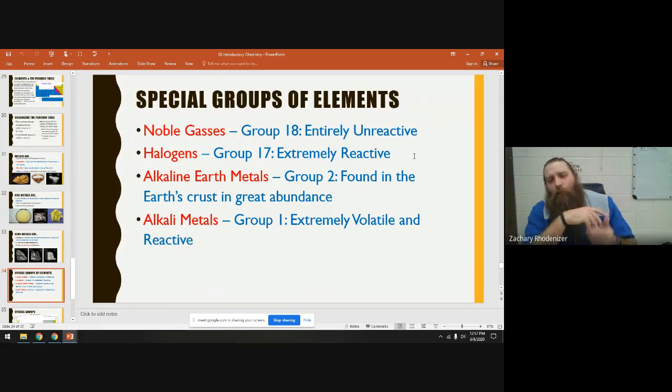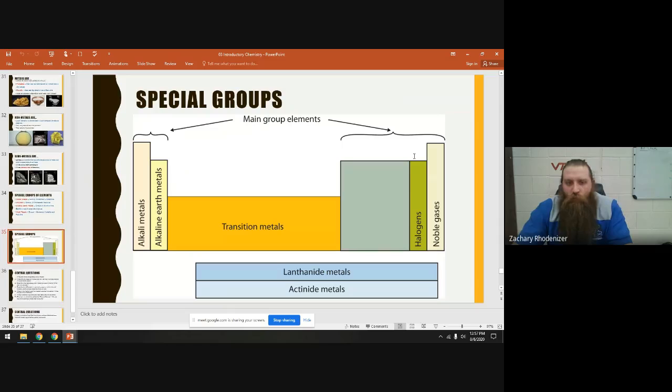On the left side of the periodic table, group 1 is the alkali metals, which are really, really, really reactive. They're very volatile. And group 2 are the alkaline earth metals, which are called the earth metals because we usually find them in the Earth's crust. Okay. Here's where they are. So we have the alkali metals and the alkaline earth metals on the left two most groups. On the far right, we have the halogens and the noble gases.